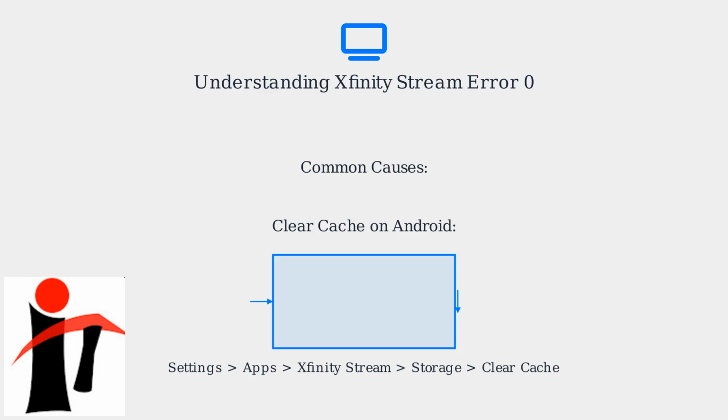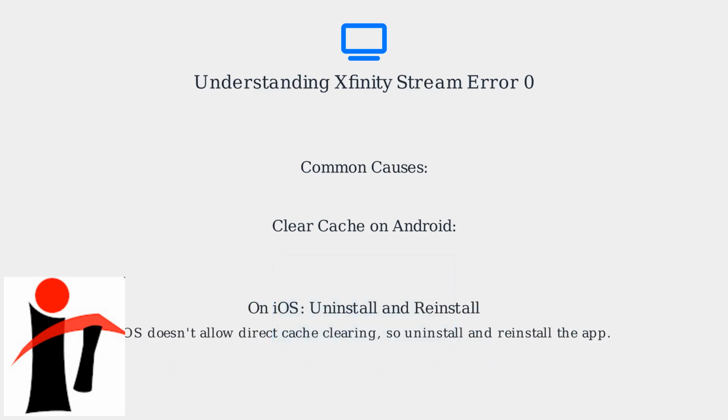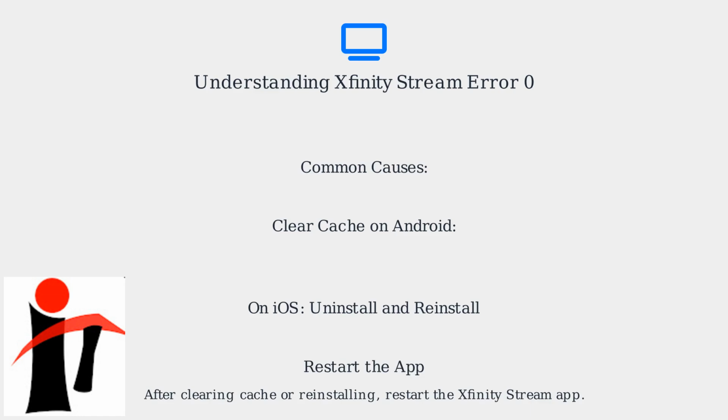On Android, go to Settings, Apps, Xfinity Stream, Storage, Clear Cache. On iOS, you'll need to uninstall and reinstall the app, as iOS doesn't allow direct cache clearing. After clearing the cache or reinstalling on iOS, restart the app.